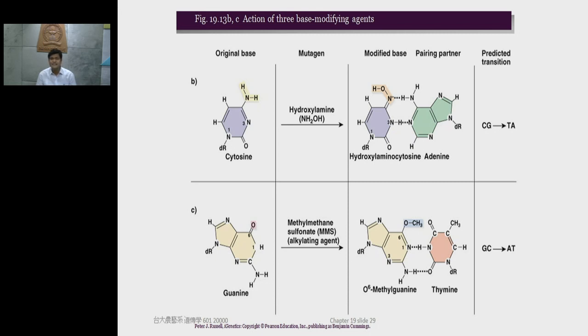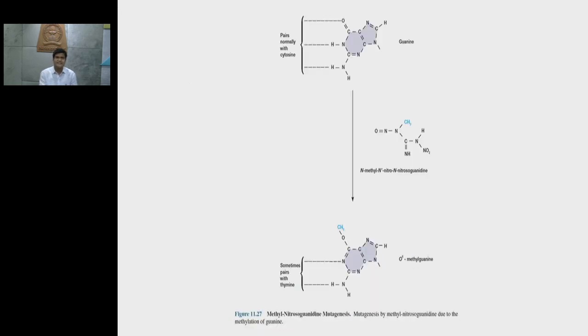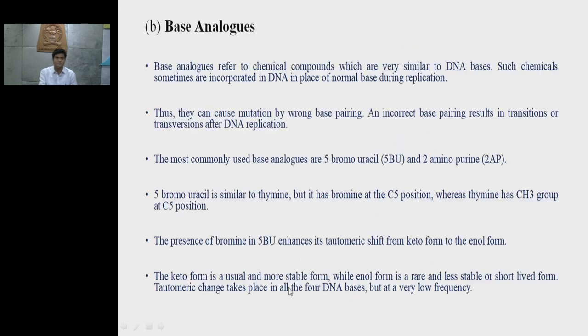Guanine is modified by methyl methane sulfonate, which is an alkylating agent. So there is formation of O6-methylguanine, which pairs with thymine here. We can see the pair here. Guanine is usually a normal pair with cytosine, but after modification, it becomes O6-methylguanine, which sometimes pairs with thymine also.